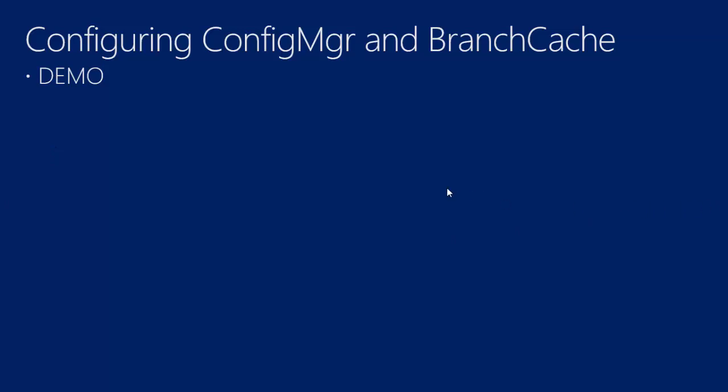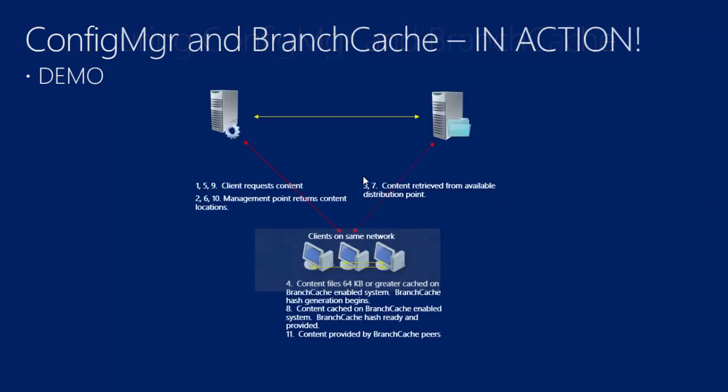So that's configuring BranchCache. Now let's see how it works. Starting with this diagram, just a bit of a flow, essentially, of how things work. So here are 3 clients that happen to be on the same subnet. The idea is the first client here in the group, let's say the one on the right, either way, will request the content. That's step 1. Step 2, the management point will return the content locations over here. Step 3 is this client will go retrieve the content from an available distribution point.